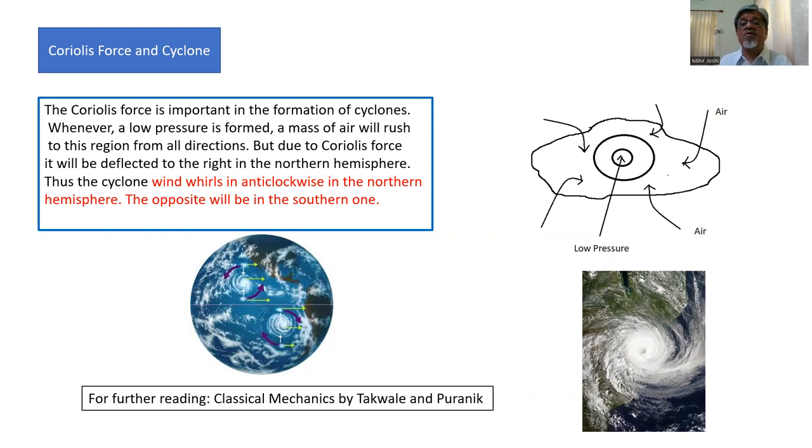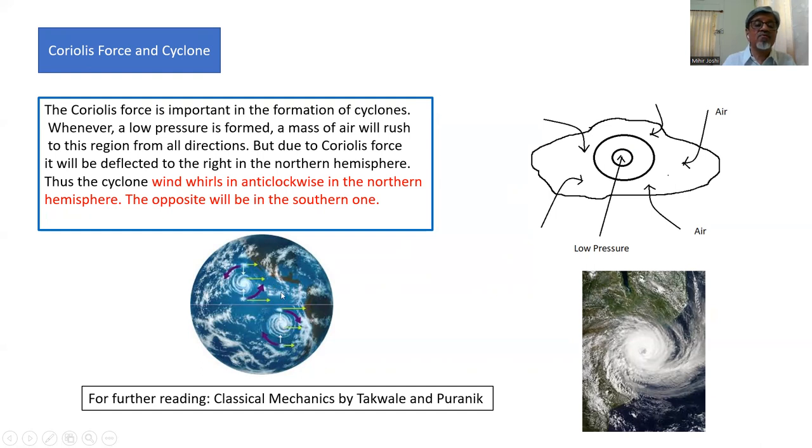The whirling of the cyclone wind is anti-clockwise in the northern hemisphere, and it will be the opposite in the southern hemisphere. In the figure, it is shown how the whirling of wind is taking place. That can be represented by a satellite picture of whirling wind and a cyclone. In this picture, the whirling is opposite in the northern hemisphere and in the southern hemisphere of Earth.